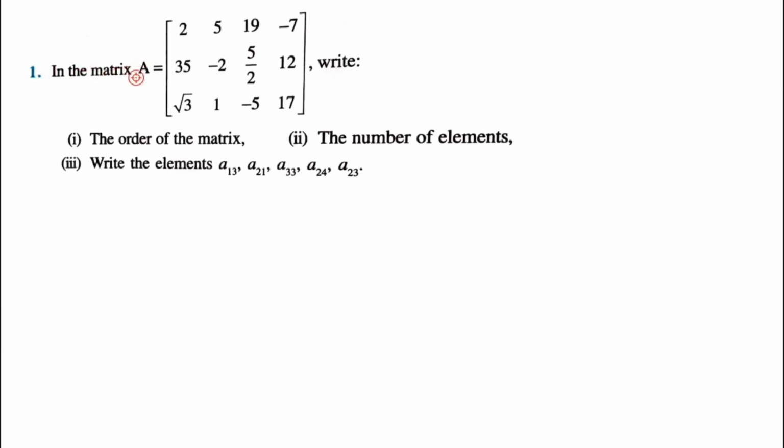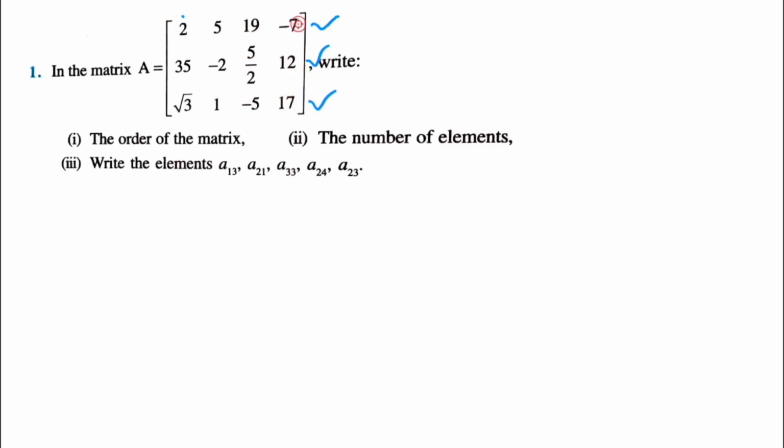Okay, you please observe this question. Question number 1. In a matrix, they have given a matrix A. They are asking 3 parts here. First one is the order of the matrix. What is order? Order means number of rows by number of columns. You observe here how many rows are there? First row, second row, third row. Total how many rows are there? 3 rows are there. How many columns are there? See, this is first column. This is second column, third column, fourth column.